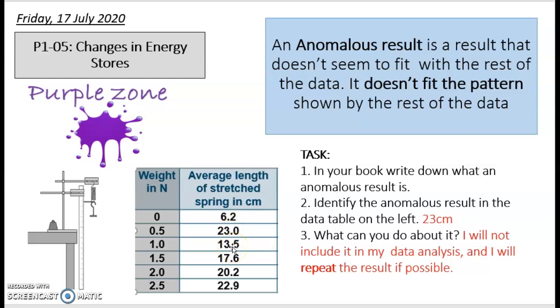So if you noticed it while you were doing the experiment, what you would do about it would be you wouldn't include it in your data analysis, and you would repeat the result if possible. You'd do that one again. If you had enough data, if you repeated the experiment 3 times, you wouldn't put that data into the mean because it obviously doesn't fit the pattern. Okay, right, that's a quick recap on how science works words.